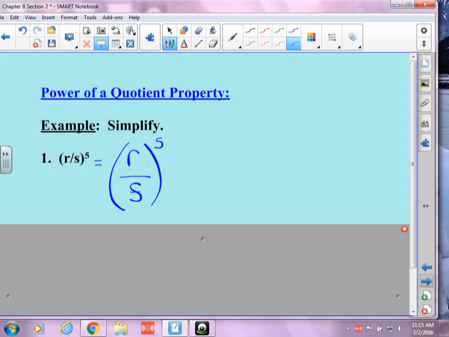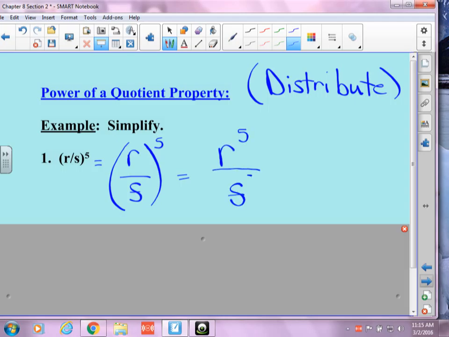What we're going to do on these is we're going to distribute. Is that a 5? It's an S. That's a 5. I put a line in the middle of it so you know it's an S, not a 5. Okay, so we're going to distribute. This becomes R to the fifth over S to the fifth, and I'm done. I can't go any further because they're variables.